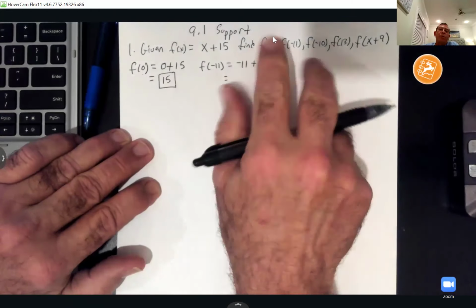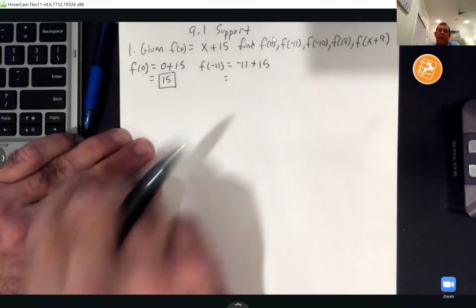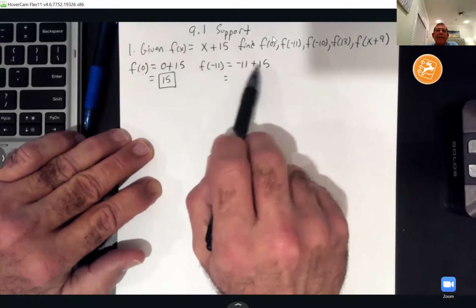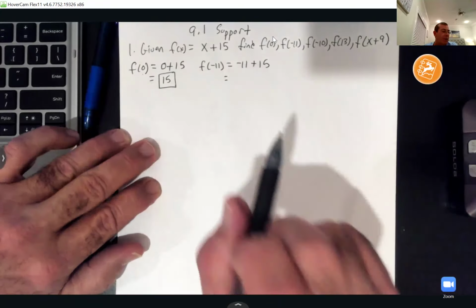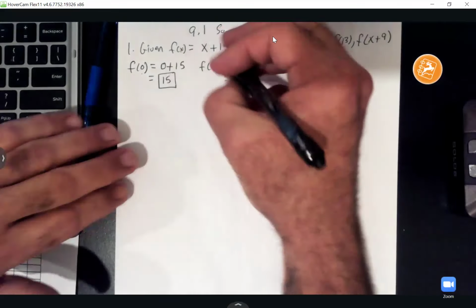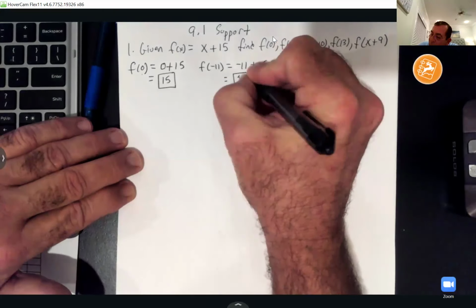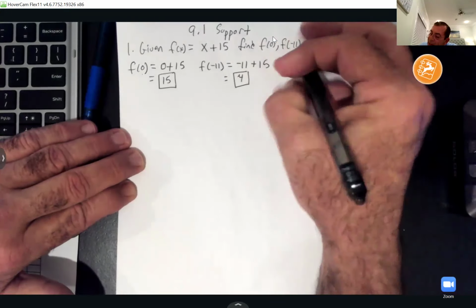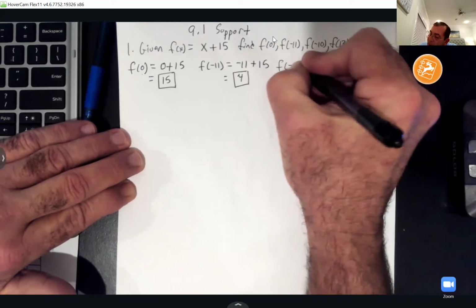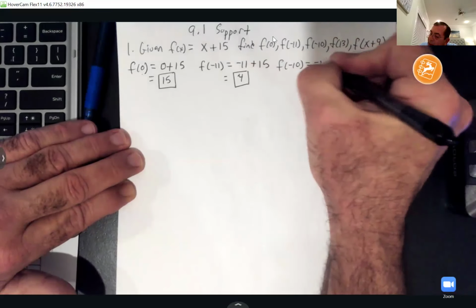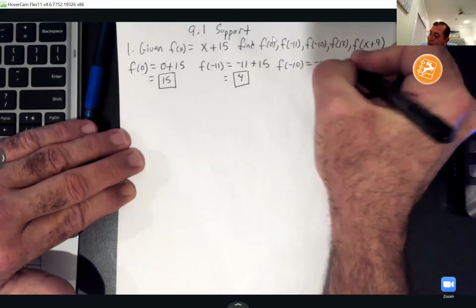And really all this was getting you ready to plug in stuff, okay? All right, unlike signs. So what's that? -11 plus 15 is 4. Okay, so that's going to be a 4. What do we got next? F of -10. So that's going to be -10 plus 15.